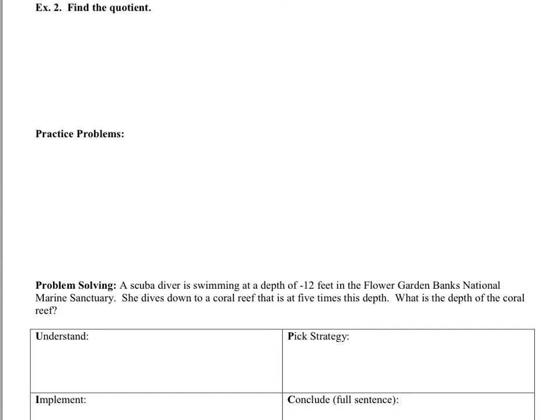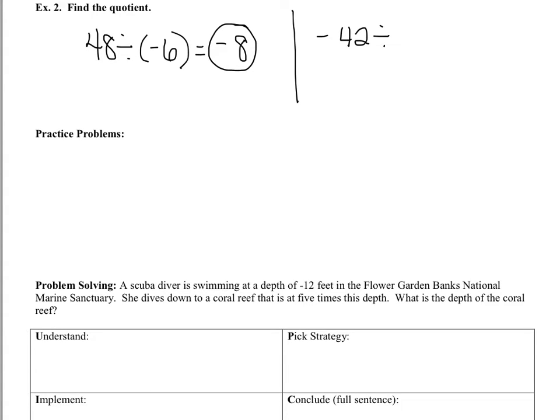Example 2 is having us find the quotient, which is the answer to a division problem. And here I have 48 divided by -6. I'm going to divide like normal. 48 divided by 6 is 8. But these two numbers are different signs, so that will be a -8. Second problem is -42 divided by 0. Remember, we cannot divide by 0. It'll make your calculator explode. Not really, but it'll say domain error. -42 divided by 0 is undefined.